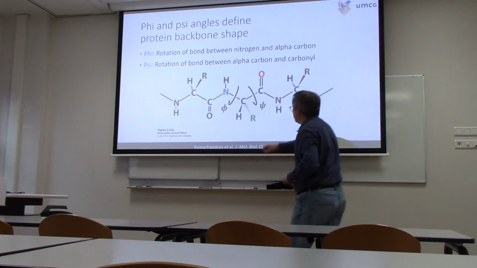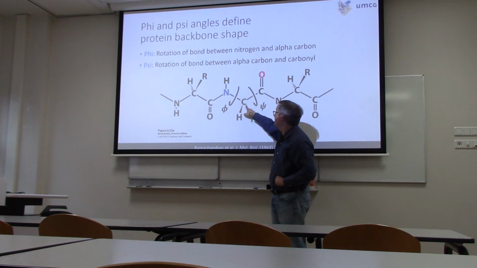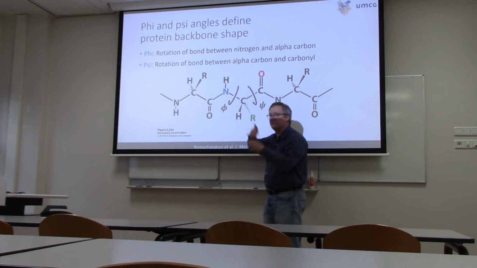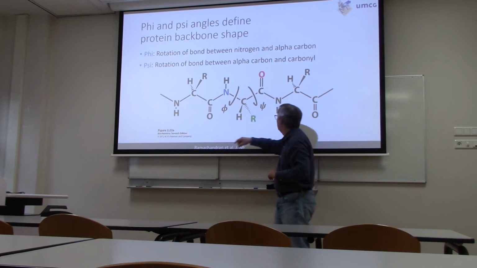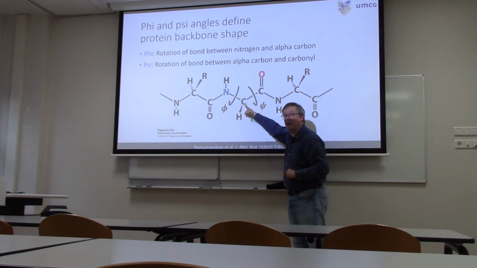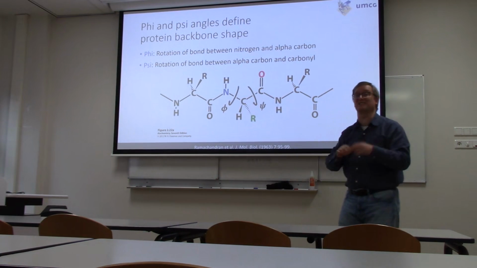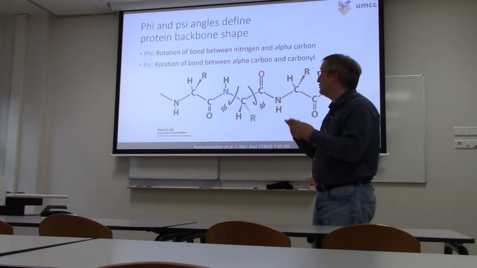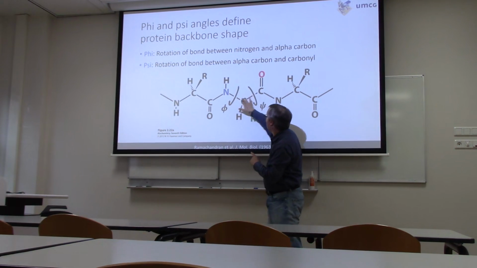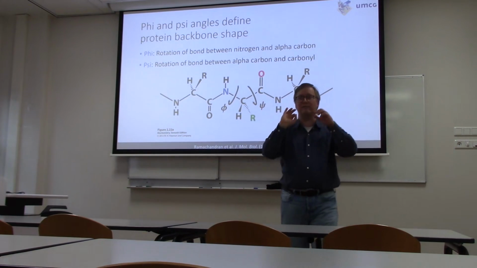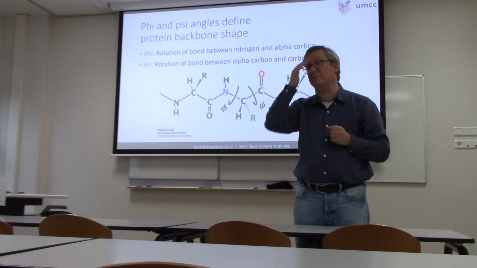So there's not a lot of rotation there. But we do see rotation between the nitrogen and the alpha carbon right here. So the spinning of that bond is referred to as a phi angle. Between the alpha carbon and the carbonyl, we have another turning point. This is the psi angle. So you could imagine then that if we have some free rotation here and some free rotation here, we have 2 possible turning points per amino acid in a polypeptide.